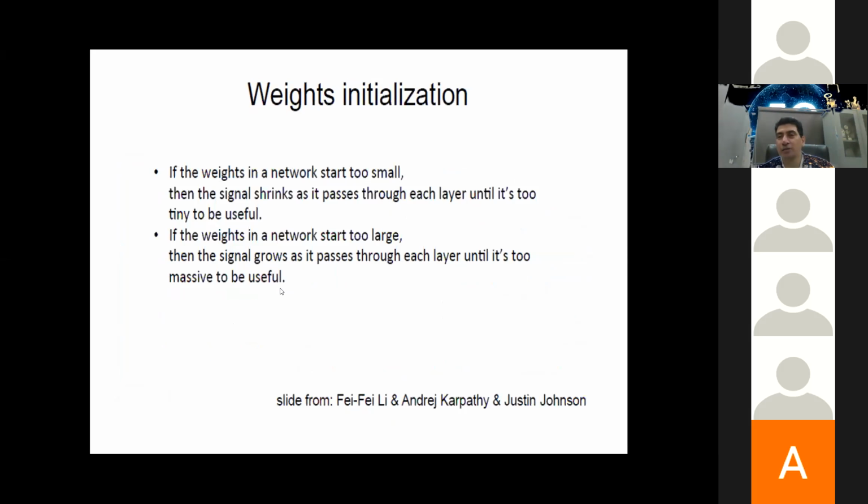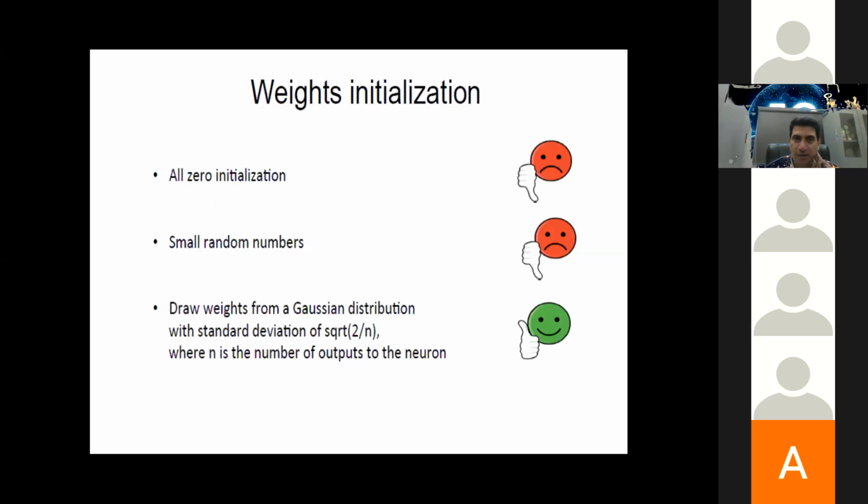There are some algorithms also which set the weights. So all-zero initialization is not necessary. Small random numbers may be used; in this case, draw the weights from a Gaussian distribution with a standard deviation that depends on n, the number of inputs, and so on. So this can be used, which gives you a better process.